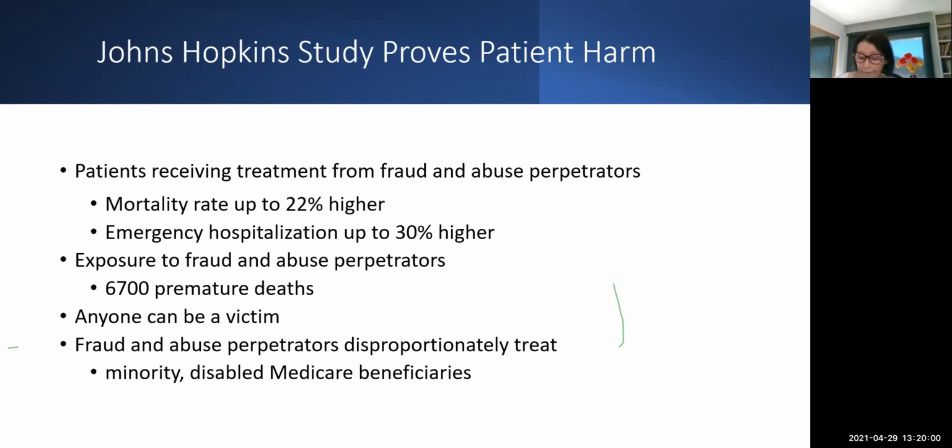And tragically, the Johns Hopkins researchers also identified almost 7,000 patients who were treated by these bad doctors, these fraudulent doctors, and because of their exposure, they died. So Medicare fraud and abuse are serious and can lead to dire consequences for us as patients. And now I'm going to show you some real examples of these bad doctors.